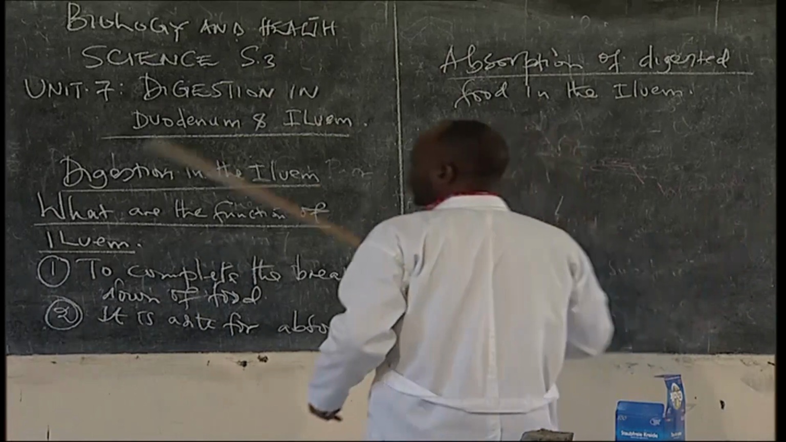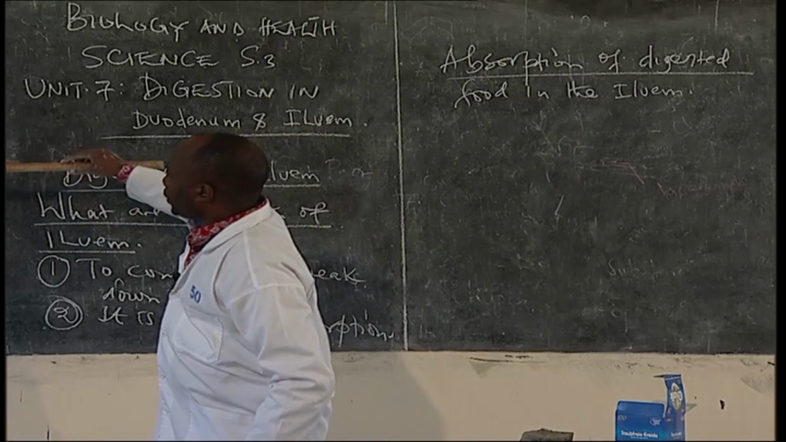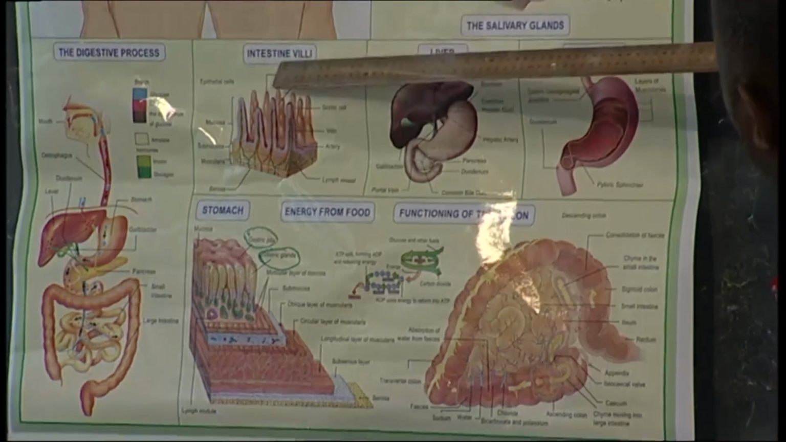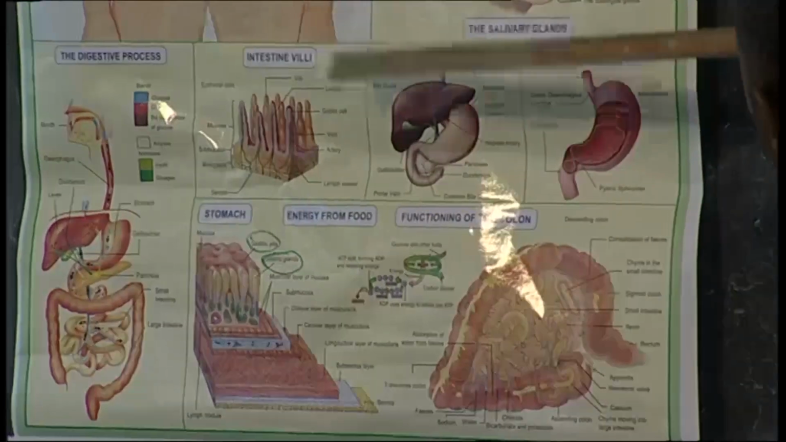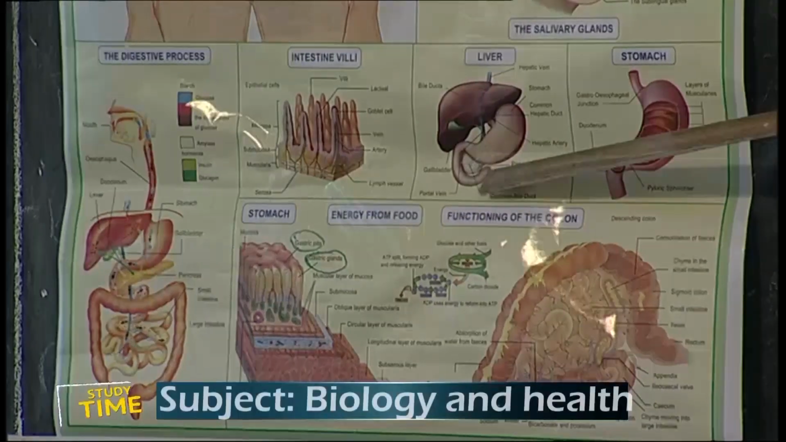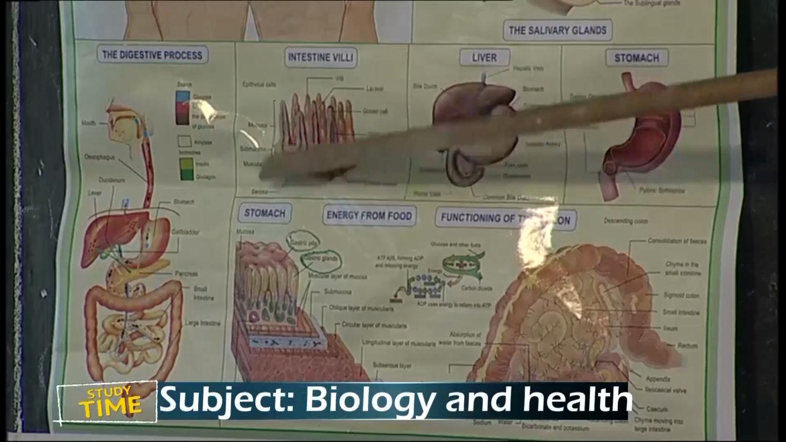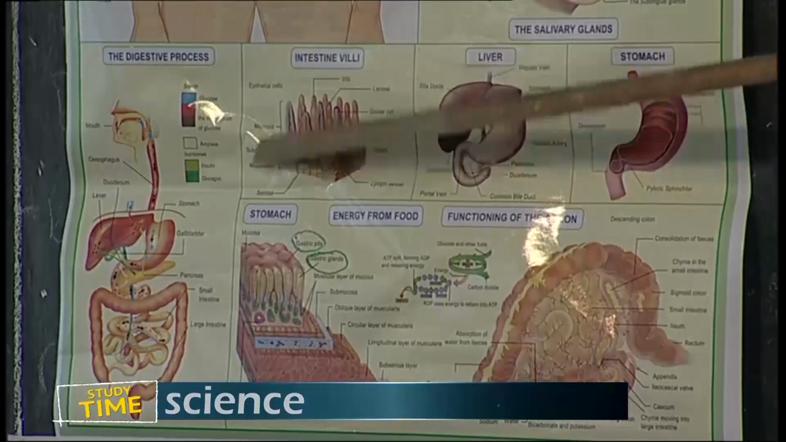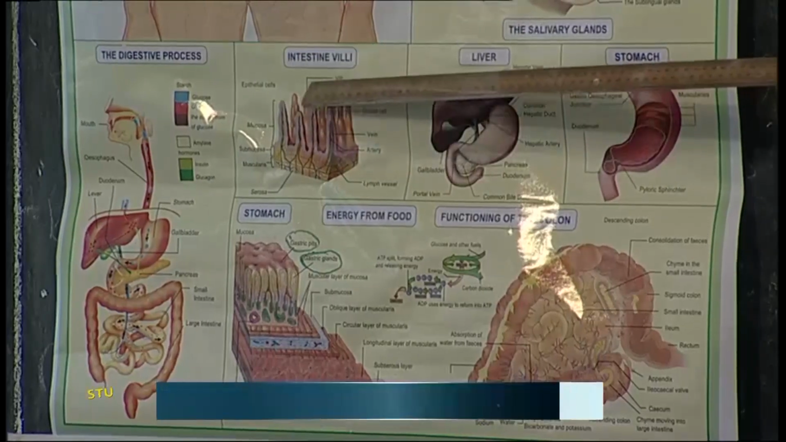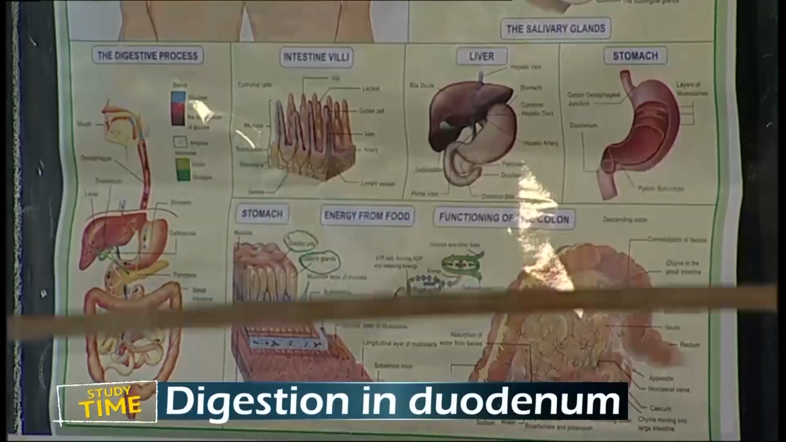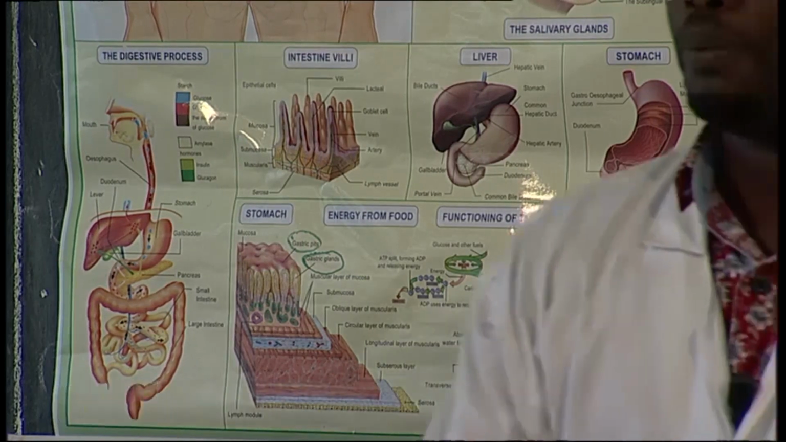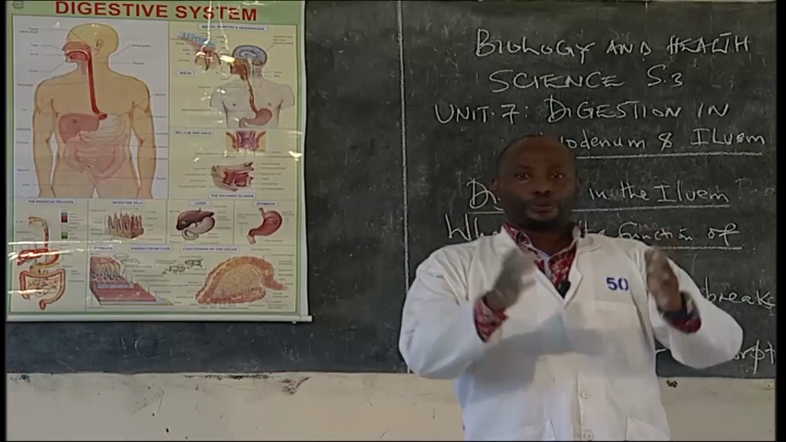Before we talk about it, try to check on the diagram. This is the intestinal villi. In the duodenum there are also some villi, and in the ileum there are villi. They are called finger-like projections. These finger-like projections are very important to facilitate absorption of food. The villi are found in the ileum.